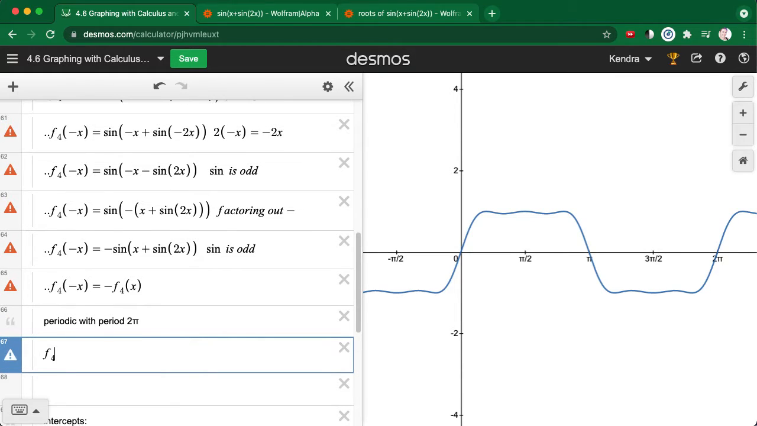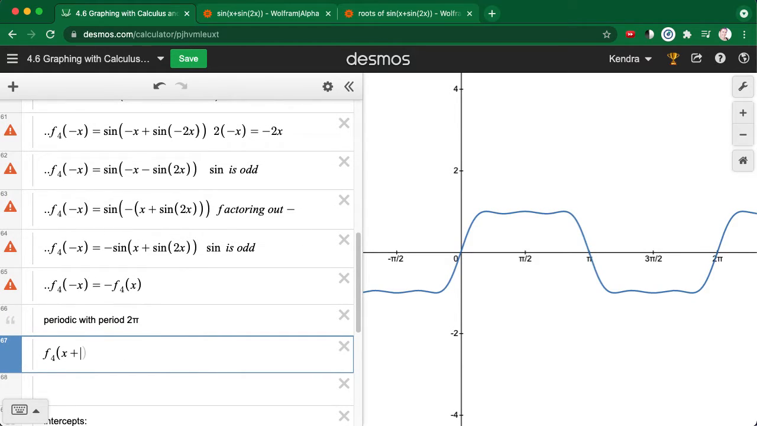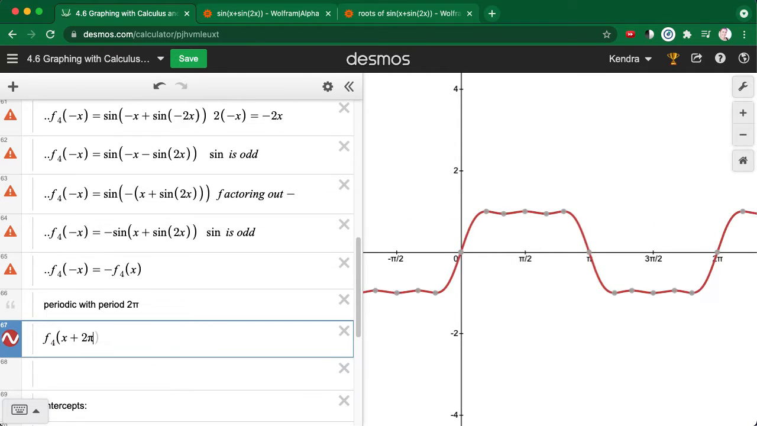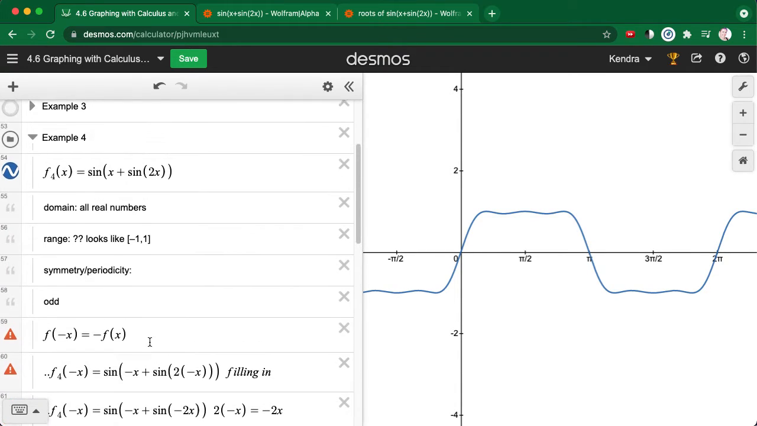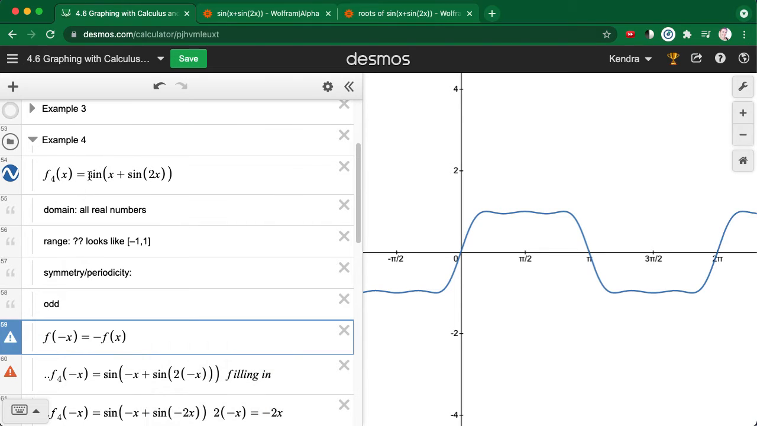So f4 of x plus 2 pi. Well, looking at the graph of that, it does look like it lays exactly on the graph of y equals f4 of x. That's great. So now I'm going to do the actual calculations. And here is f4 of x.